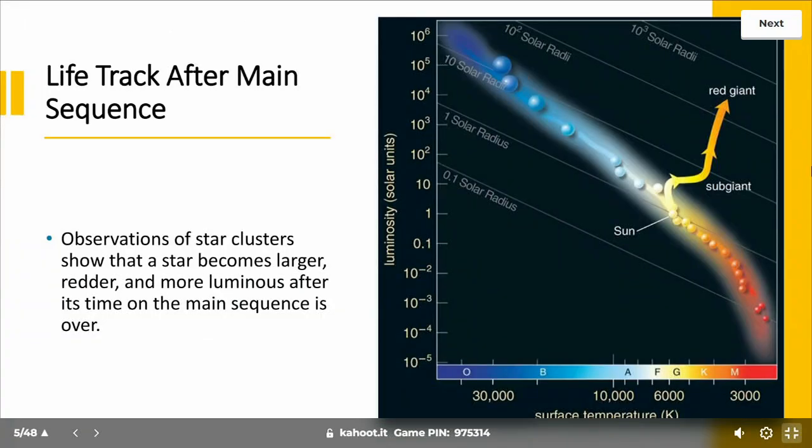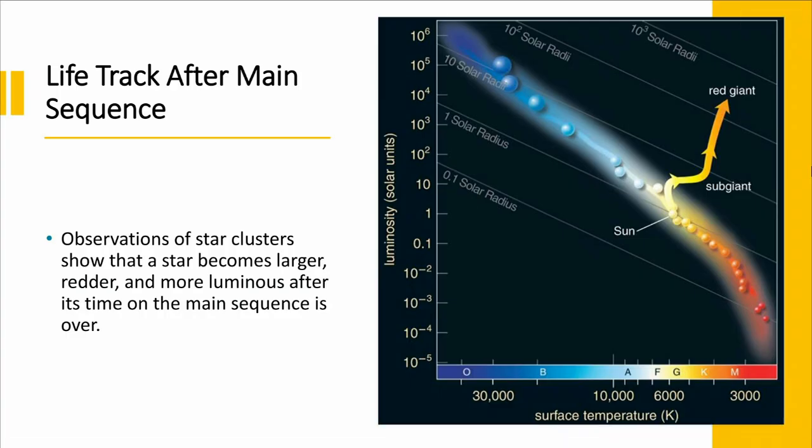And so when that happens, you're going to start to evolve off of the main sequence. Remember, the main sequence is this diagonal line through your HR diagram, and to be on that line, you have to be fusing hydrogen into helium. For low mass stars, and the sun is what we would consider to be a low mass star, when it runs out of hydrogen in its core to fuse, it's going to evolve off of the main sequence along this path.